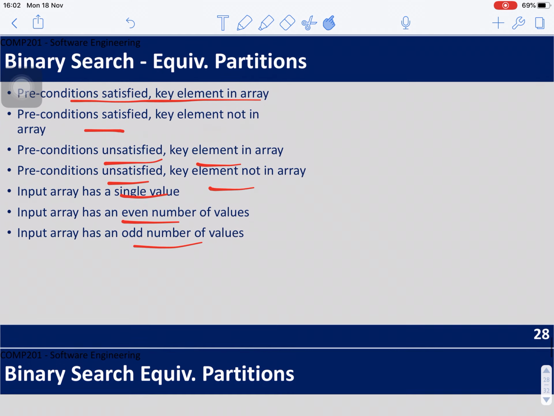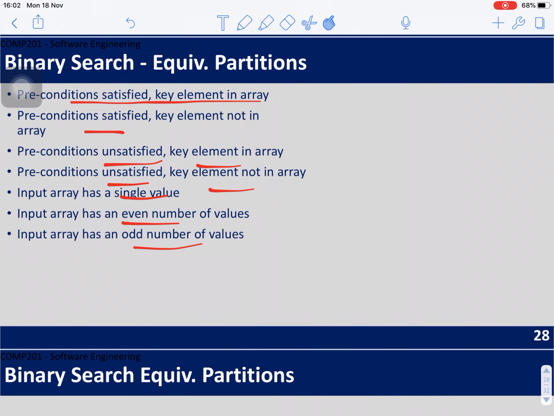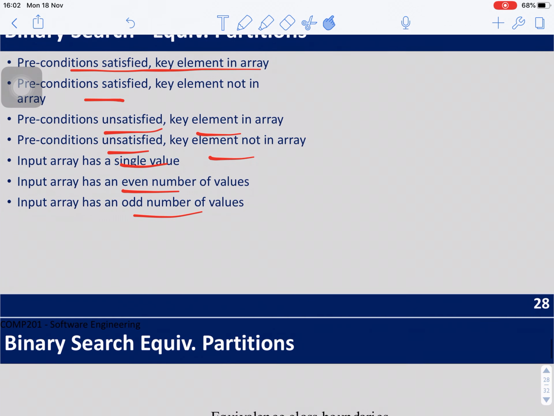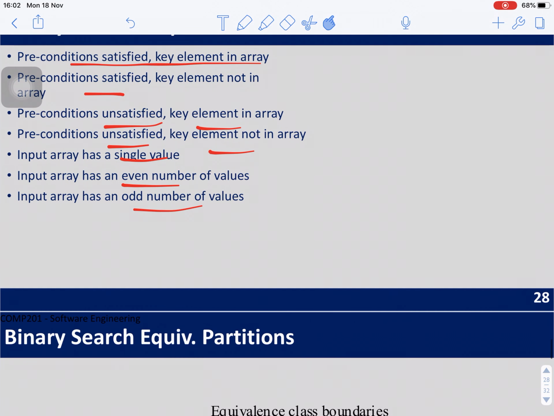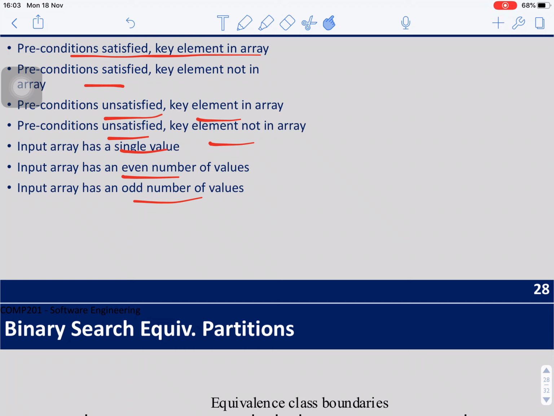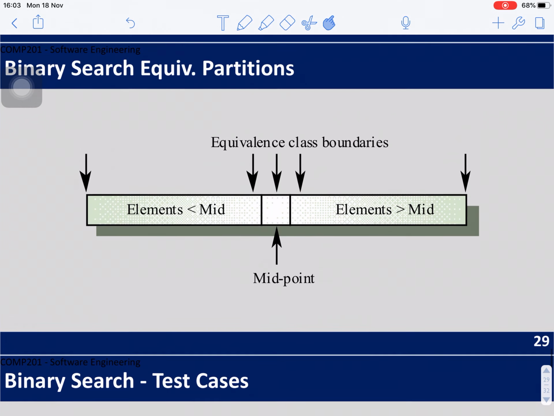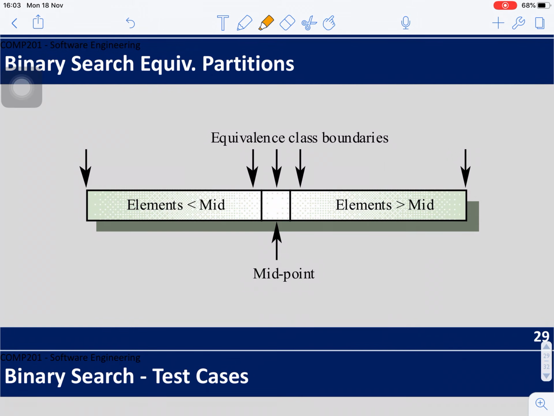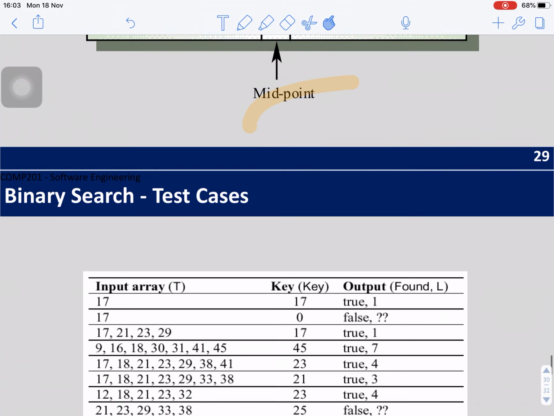The precondition is satisfied and the key element is in the array; the precondition is satisfied and the key element is not in the array; the precondition is unsatisfied and the key element is in the array; the precondition is unsatisfied and the key element is not in the array. It is like a permutation. An input array has a single value, an even number of values, or an odd number of values. These are the things that make a difference. For binary search, the equivalent partitions are whether the element is less than the middle, greater than the middle, or exactly the middle.